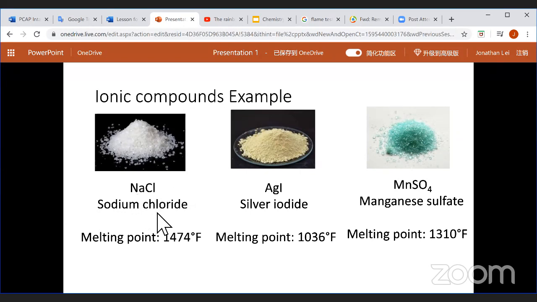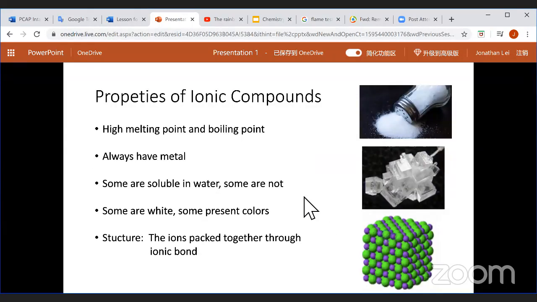Here's sodium chloride. Here's silver iodide, which is yellow. Here is manganese sulfate, which is kind of green and blue. And we notice that the melting points are all very high, above 1000. So here come some properties of ionic compounds. High melting and boiling points, and they always have metal. Some are soluble, some are not. Some are white, some present colors. And in structure, the ions are packed together through ionic bonds.